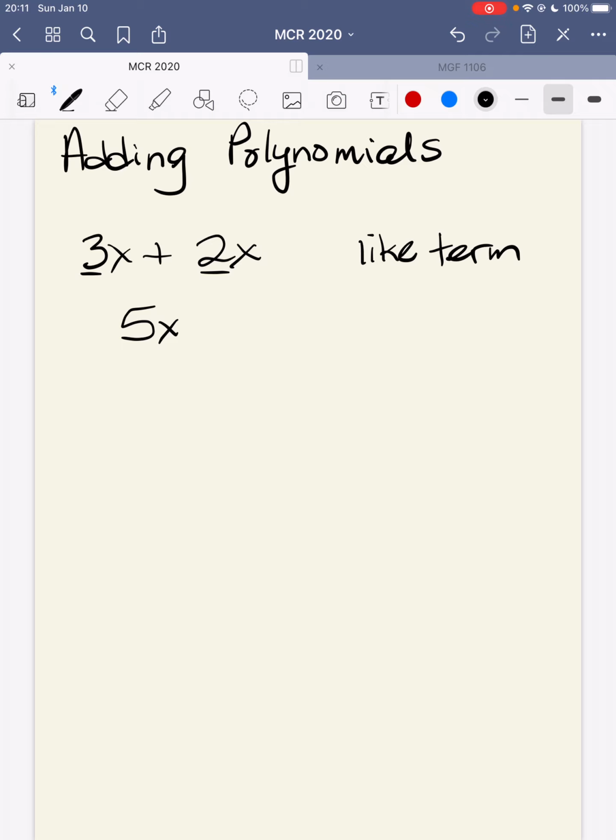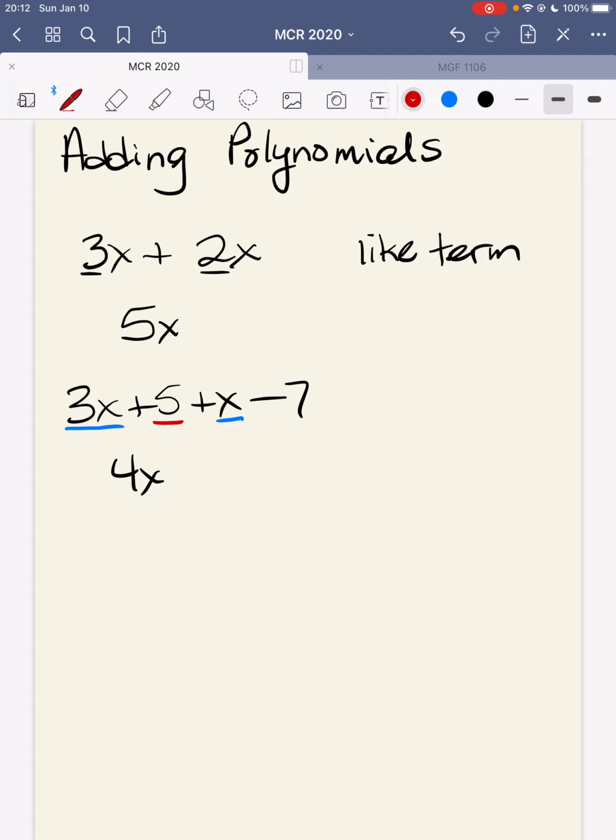So if I have something like 3x plus 5 plus x plus minus 7, all I'm going to do here is combine like terms. So my 3x and my x are like terms. They both have an x. They both have an exponent of 1. And that will give me 4x.